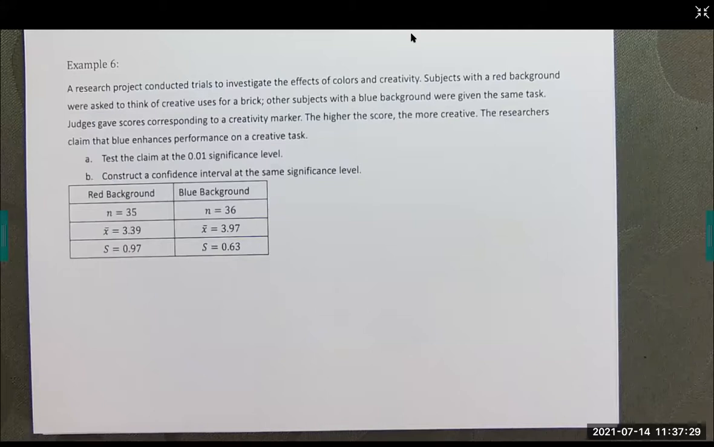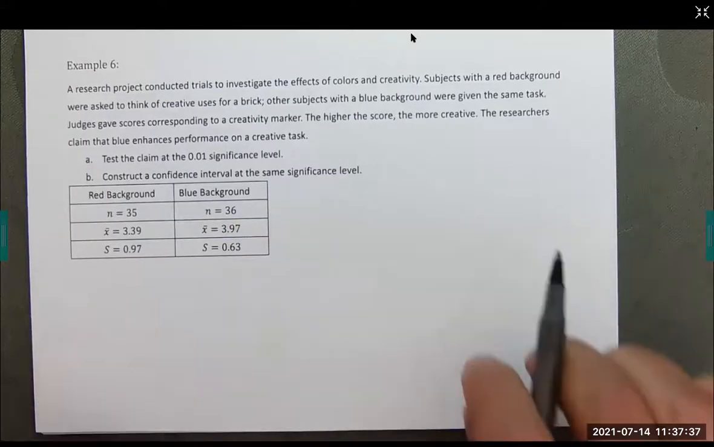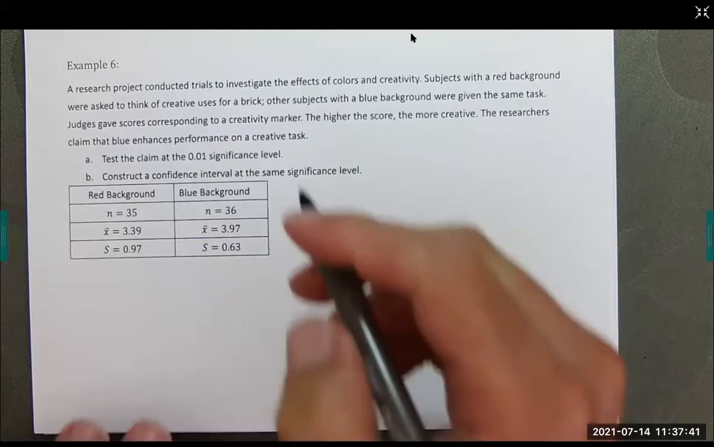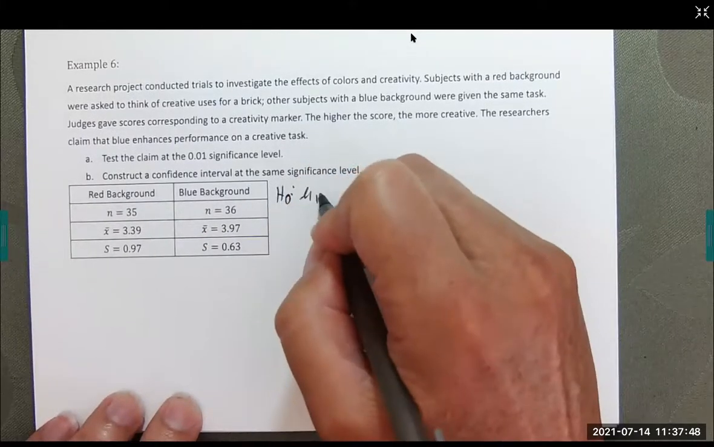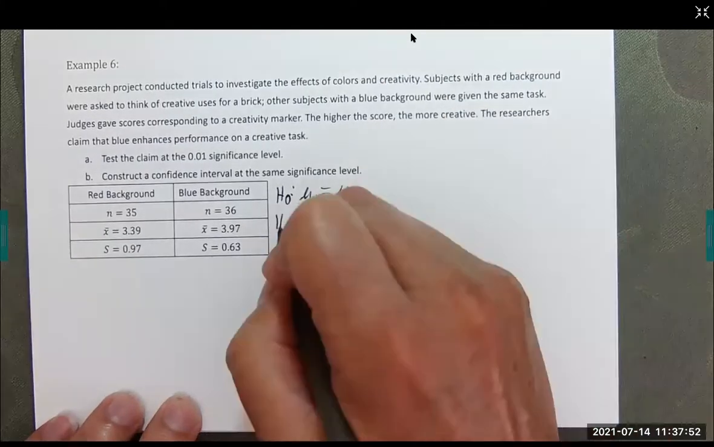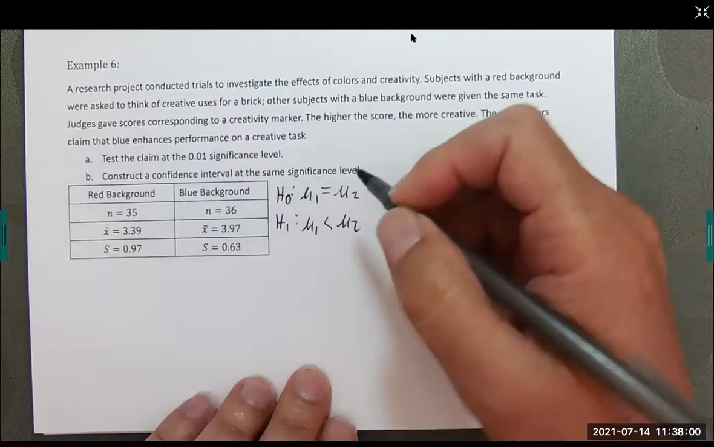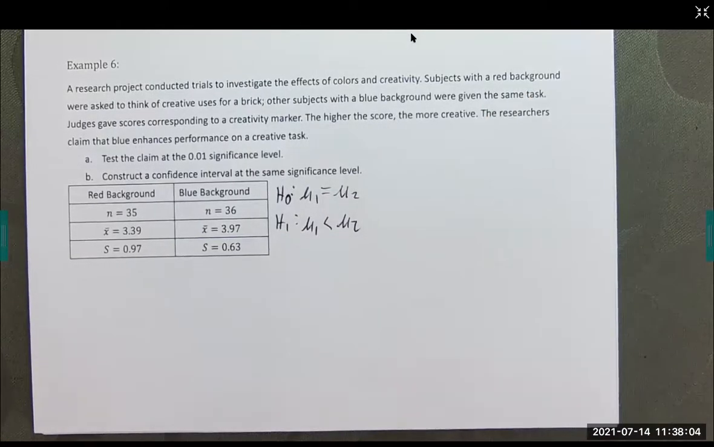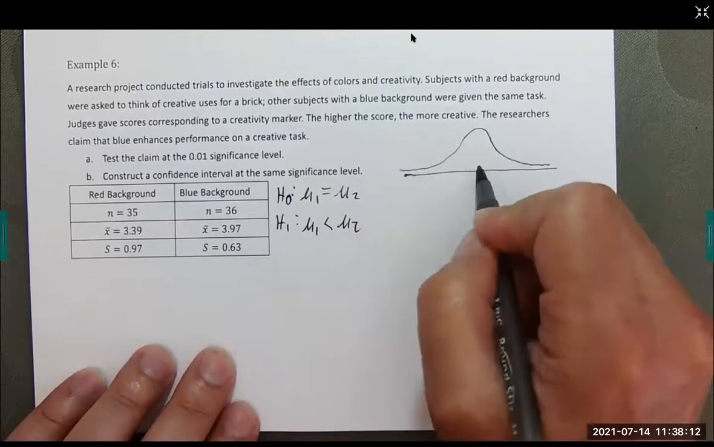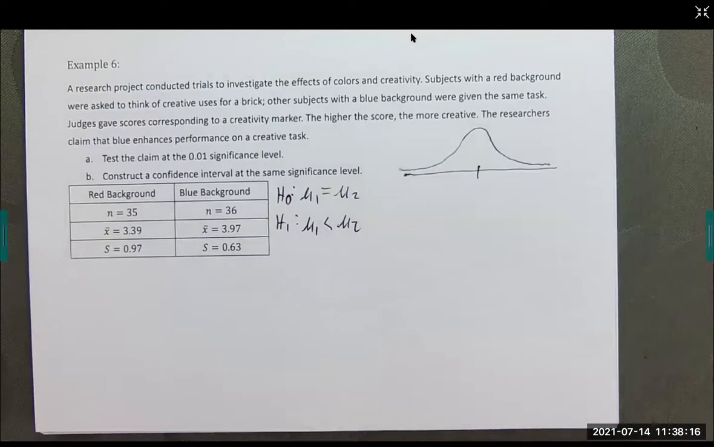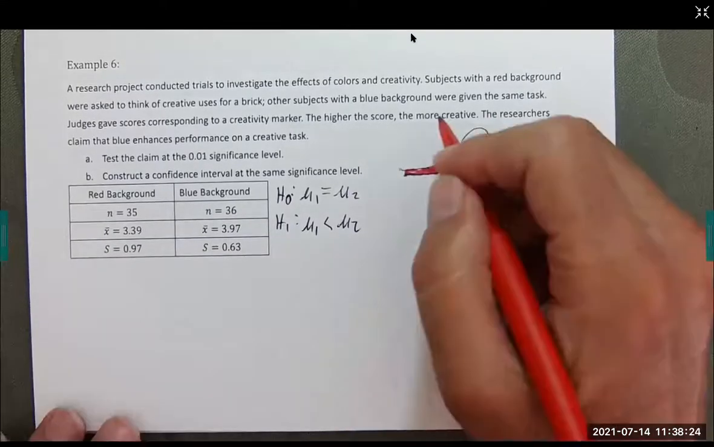The researchers test the claim that the blue enhances performance on a creative task. So meaning the blue should be larger than this. Now we got to be careful how we word this because I actually have the red first here and the blue second. So for the null hypothesis, you're going to assume that the two means are the same, meaning they're both equally creative. However, the alternative is going to be that mu sub 1 is less than mu sub 2, meaning the blue is bigger, higher marker. So we're going to test that at the 0.01 level. And we have a less than again, so that's going to be left-tailed. And that's again going to create that same type of problem when we get to the confidence interval where we'll have to double that.